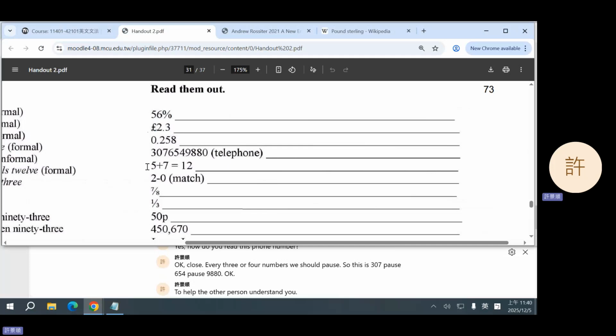Okay, next one. Yes, how do you read this math problem? Good. 5 plus 7 equals 12. You can also say 5 and 7 are 12. 5 added to 7 equals 12. All of these are good. Next one. If this is a tennis match, the score for a tennis match, how do you say this?